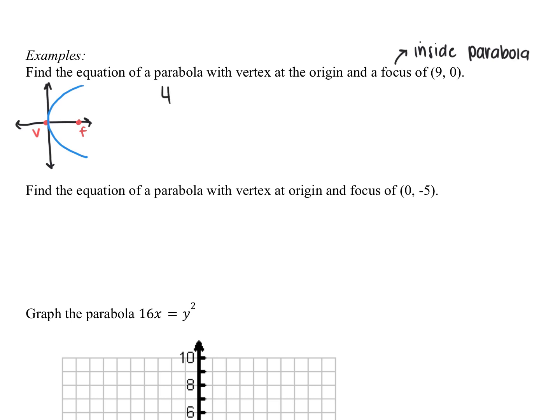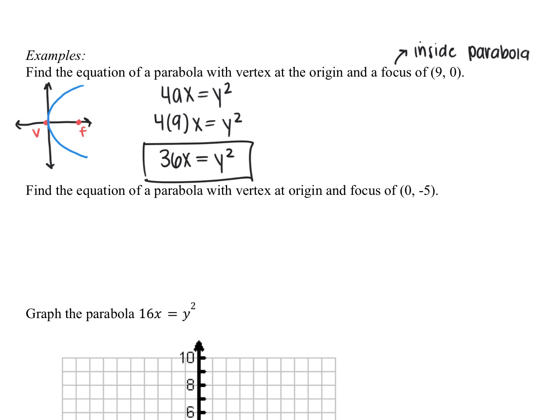So I'm going to be using the equation 4ax equals y squared. And now all I have to do is plug in a. The distance from my vertex to my focus, in this case, is 9, so we have 4 times 9x equals y squared. 4 times 9 is 36, so we get 36x equals y squared. And that's our equation.